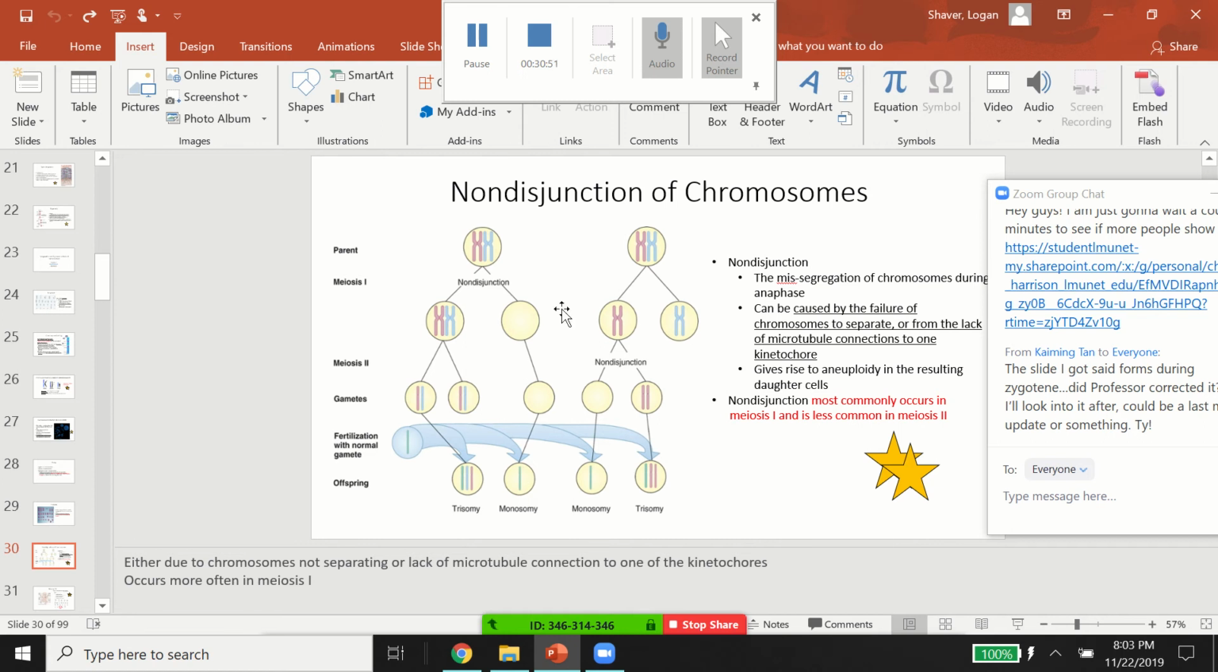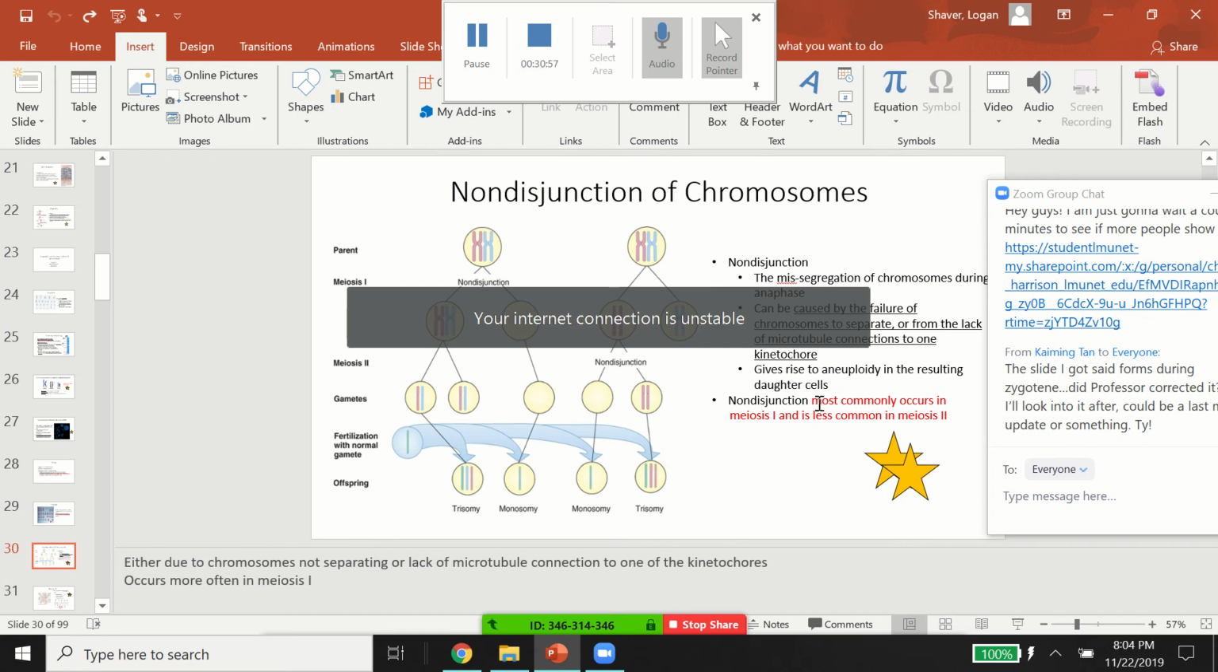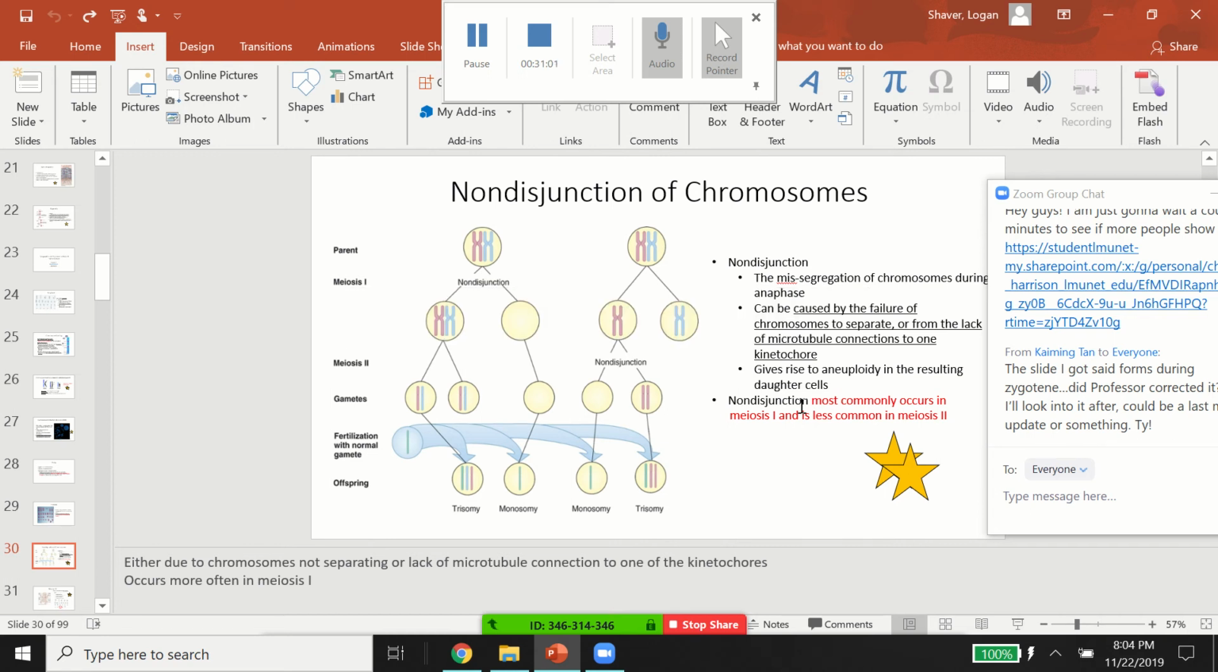But yeah. Also take note of where they occur. Non-disjunction most commonly occurs in meiosis 1 and less commonly occurs in meiosis 2. So I would also keep that in mind. I'll put it in red for you guys.